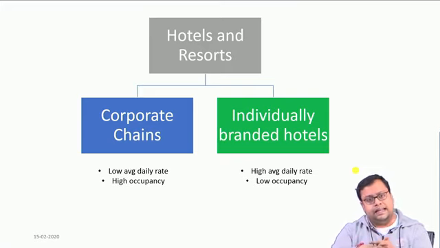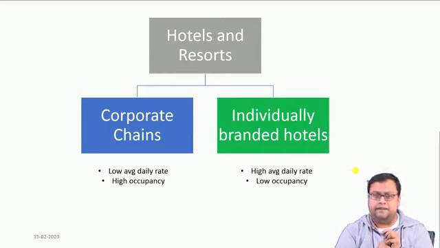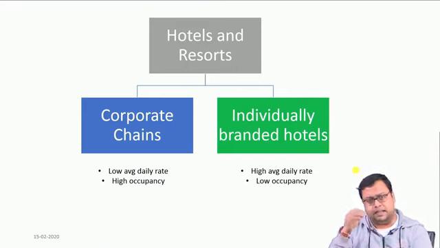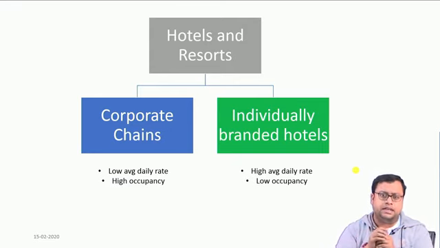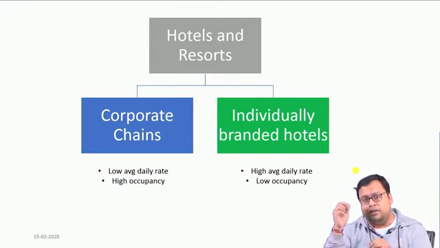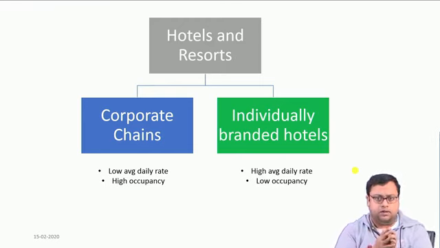So their average daily rate is low. Low means in comparison to the luxury segment, and the occupancy rates are high. On the other hand, individually branded hotels have a very high daily rate and their occupancy rates are low. So obviously price goes up, the occupancy rate goes down, the demand goes down. Another major problem that individually branded hotels used to face is that there is no cross selling. In a corporate chain, if you have a loyalty card, the points acquired from a particular Marriott hotel can be redeemed in another Marriott hotel also.